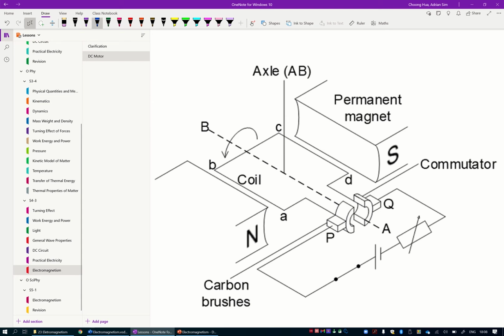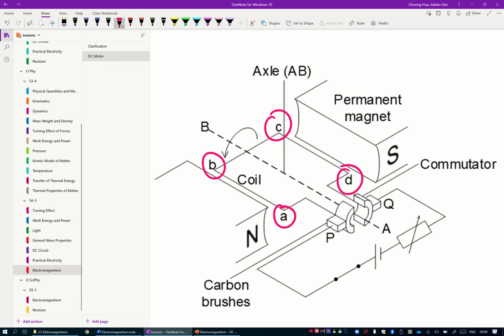Okay, there are a few things I need to take note of. Note the naming of the four corners of this coil. Note how these four corners are named: A, B, C, D. We'll be referencing the direction of the current using A, B, C, and D. What do I mean by that?